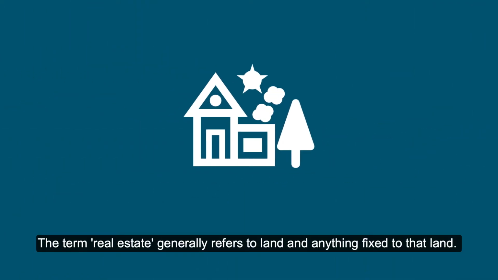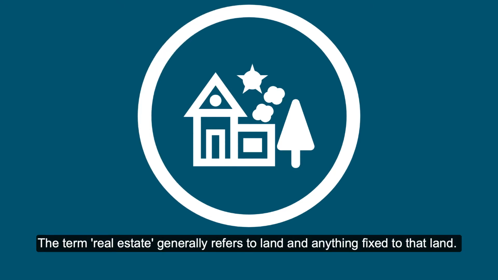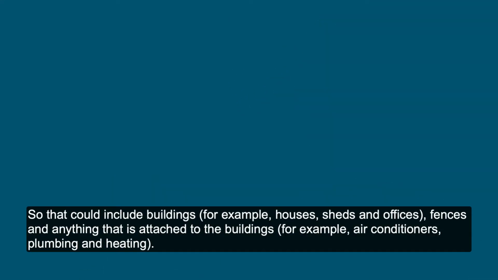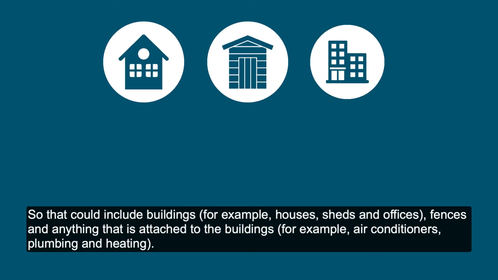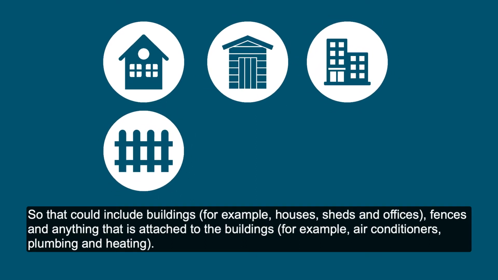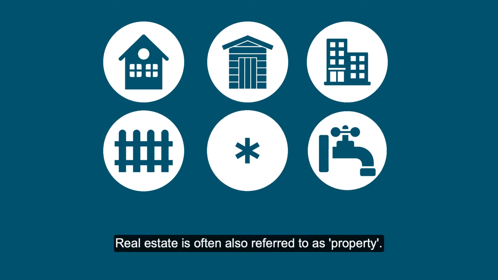The term real estate generally refers to land and anything fixed to that land. So that could include buildings, for example, houses, sheds and offices, fences, and anything that is attached to the buildings, for example, air conditioners, plumbing and heating. Real estate is often also referred to as property.